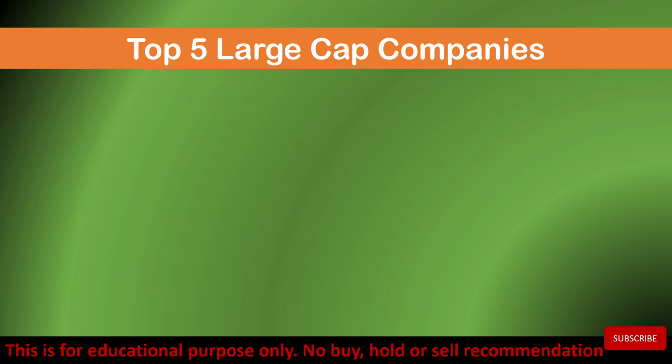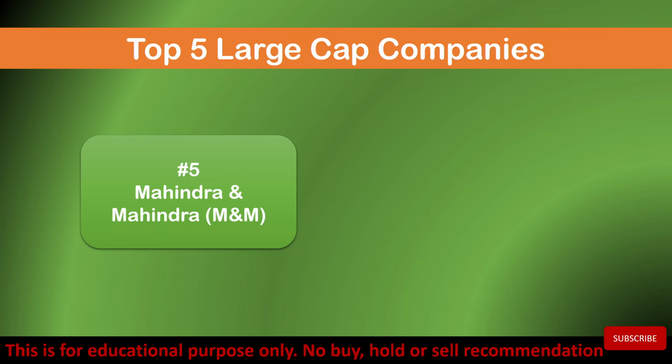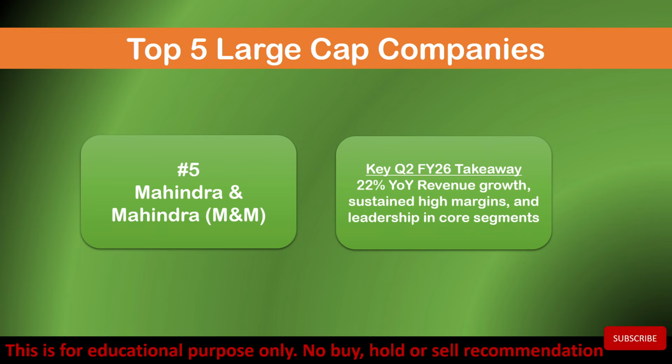And the fifth company from the large cap segment is Mahindra and Mahindra. 22% year on year revenue growth, sustained high margins, and leadership in core segments. Without a doubt, Mahindra and Mahindra has shown very good results. You can check the share price as well. It just keeps on rising and rising. So very good performance by this company in the share market. So these were the top five large cap companies.